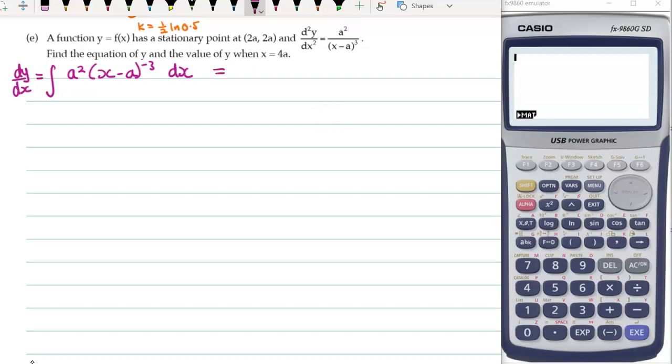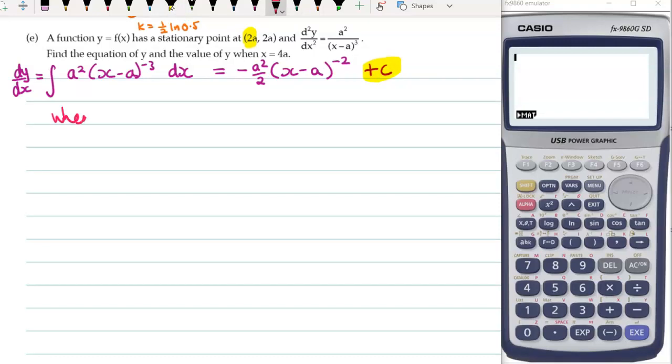Okay, so if I increase that power by 1, we get minus 2. I'm doing reverse chain rule. And then we divide by the new power. Dividing by minus 2 gives me minus a squared over 2, plus c. We would also check we need to divide by the derivative of the inside, but in this case that's just a 1. We're told we have a stationary point when x equals 2a. So we can use that to work out the c that we've got here.